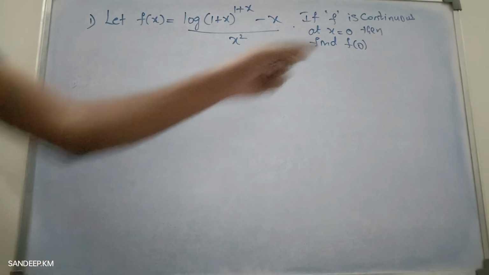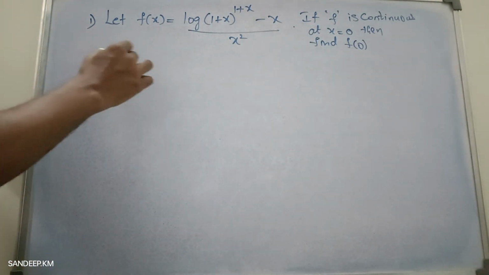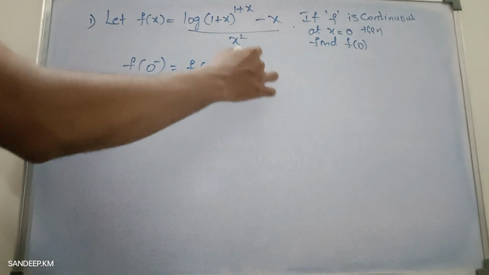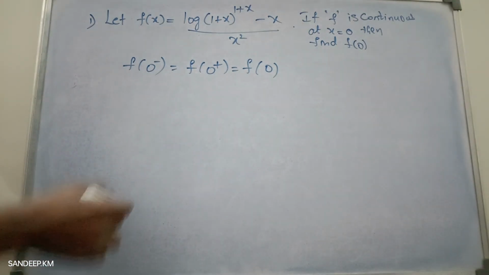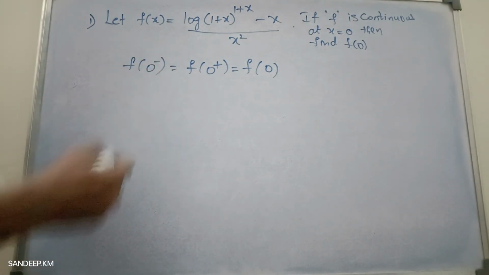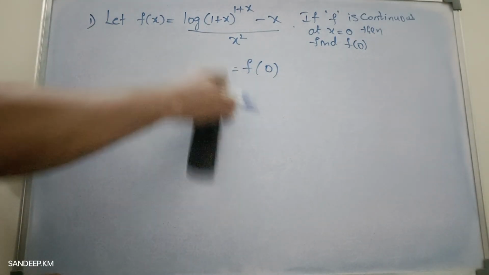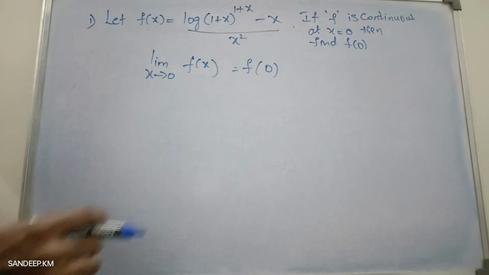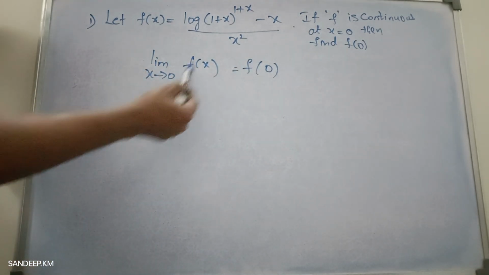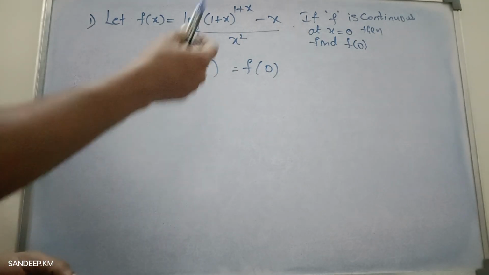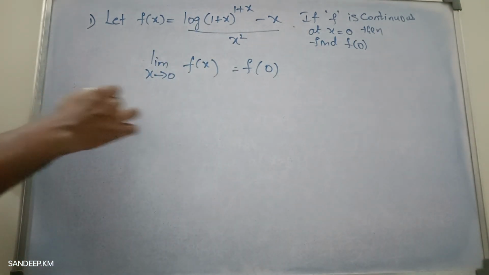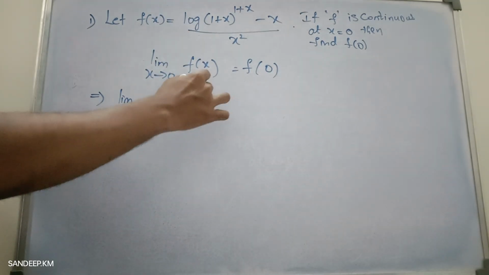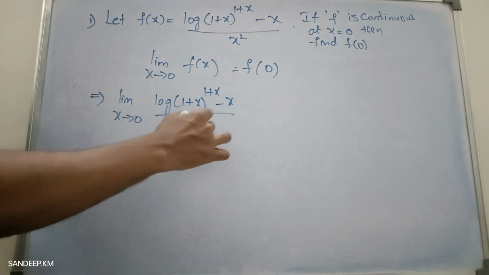So dear students, if f is continuous at x is equal to 0, I can say that the left hand limit, f of 0 minus, is equal to the right hand limit and it is equal to the value of the function. But in this particular case, no need to find LHL and RHL separately. So directly what I am going to do is, I will say that limit x approaches 0, f of x is equal to f of 0. So the limiting value of the function is equal to the value of the function. Okay, now since the function is continuous at x is equal to 0, therefore limit x approaches 0, f of x, which is (log of (1 plus x) whole power (1 plus x) minus x) divided by x square, is f of 0.